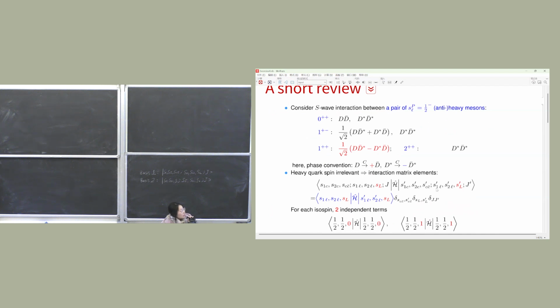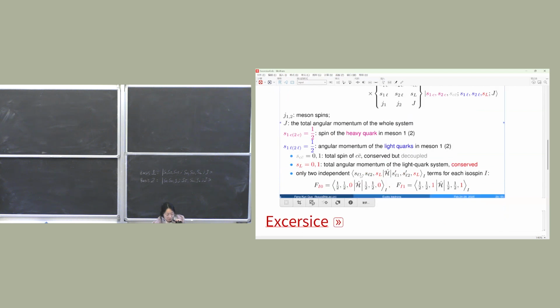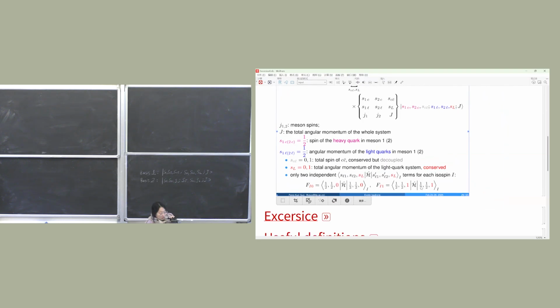Because each H corresponds to D or D star, and for each D or D star, the light degree of freedom has spin one half, both of them have 2 here, right? So there are only 2 independent terms for the interaction, because one half can couple to 0 or 1. One is called F0 and one is called F1 for each spin. Okay, so let me make it smaller.